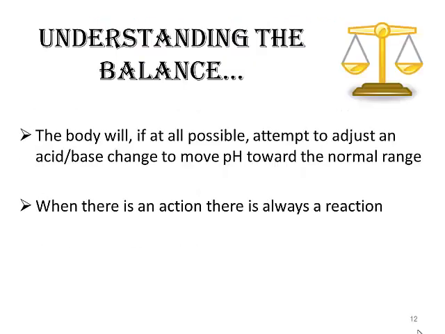It is important to understand that to maintain the balance, the body will, if at all possible, attempt to adjust an acid-base change to move pH towards the normal range. So the initial change in either acid or base will be followed by a compensatory change in the other. Where there is an action, there's always a reaction. This means excess acids or bases will be neutralized in some way to protect the cells. And this will take us to our next topic, how pH is regulated to maintain balance.